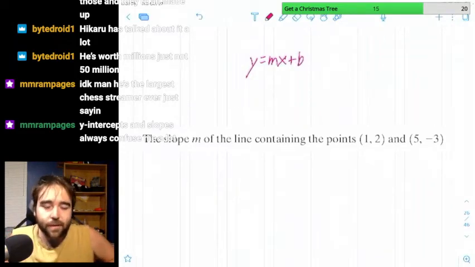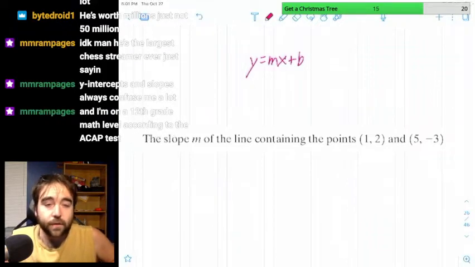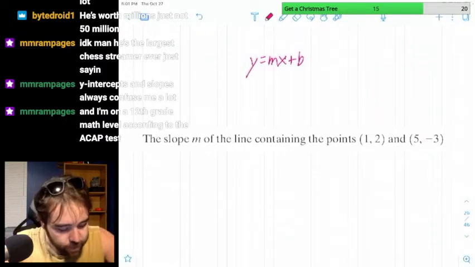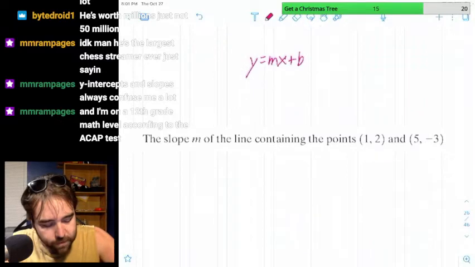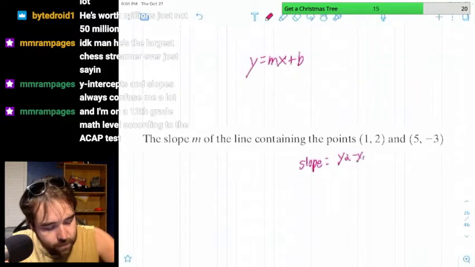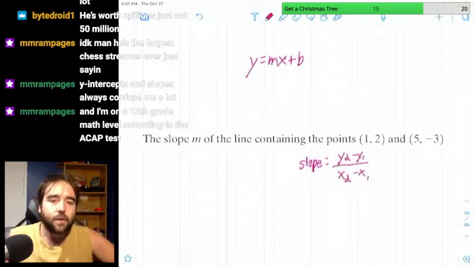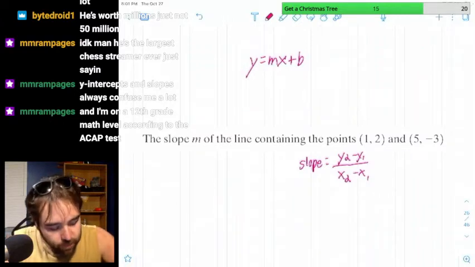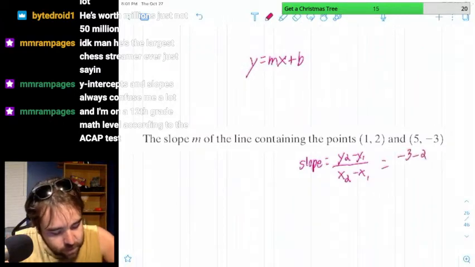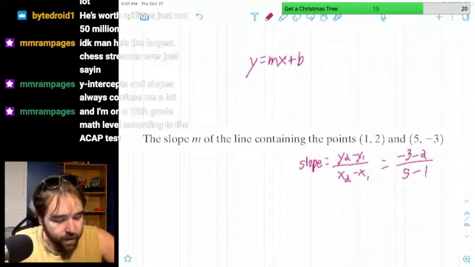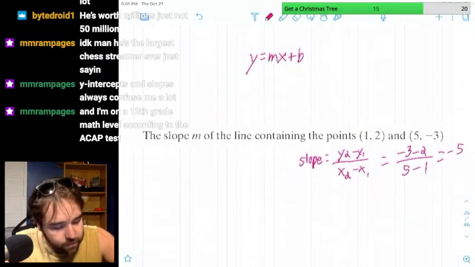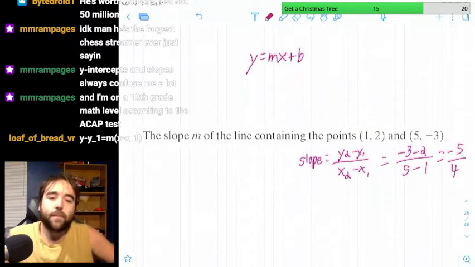So how are we going to write the equation of this line? Well, first off, let's find the slope, because we can find the slope. So how do you find the slope? Well, the slope is the rise over run. So if we want a formula, we're going to have the difference in the y values divided by the difference in the x values. So what is that here? Well, that's going to be negative 3 minus 2 over 5 minus 1. So that's negative 5 fourths.